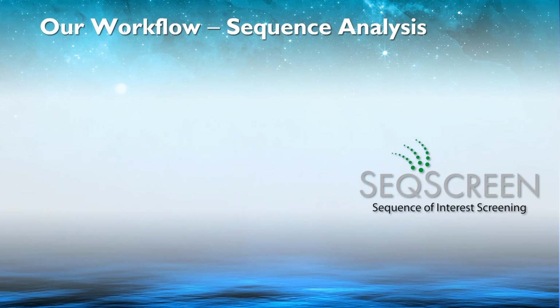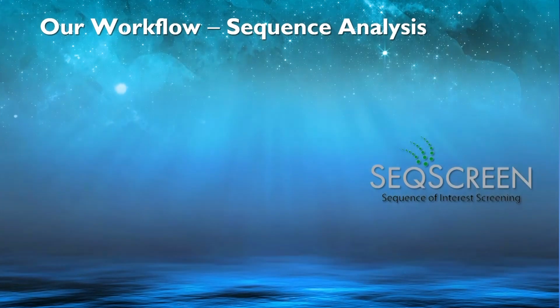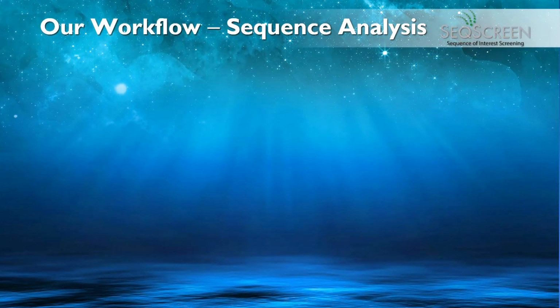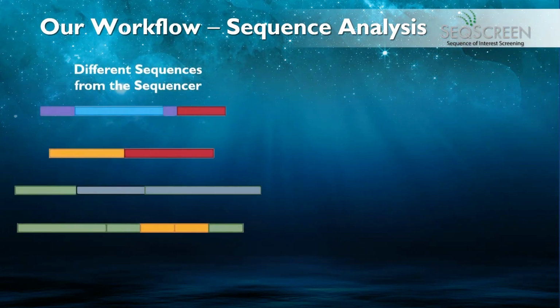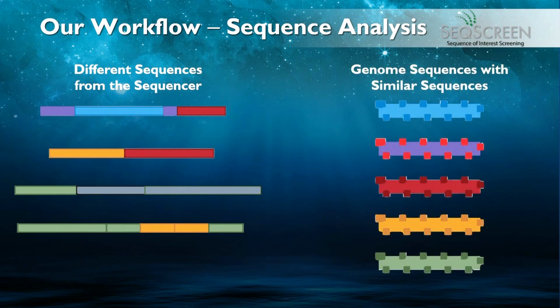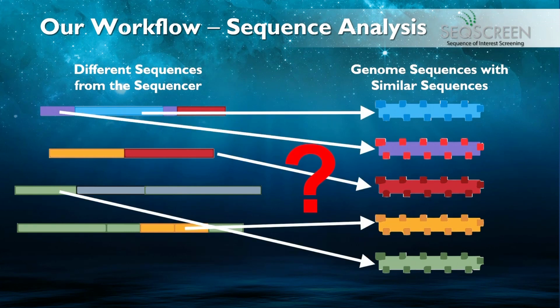What SeqScreen does is it takes all the sequences off of the sequencer, looks to see what's there, and determines what kind of database to make. If it's something similar, it starts pulling reference sequences and makes whole genomic reference sequences. It then pulls these and starts asking, how similar are you to this reference?